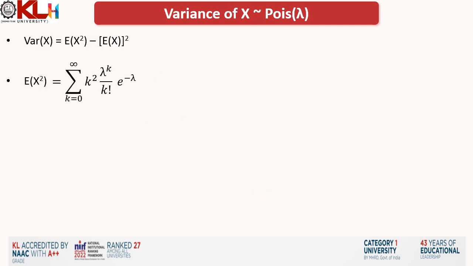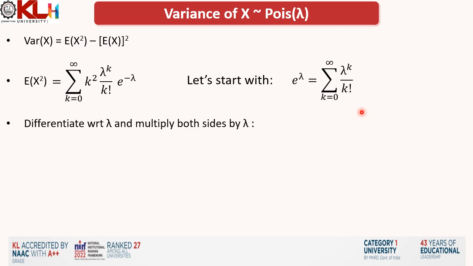For variance, we need to calculate the expectation of x square. Now here we have to use a trick where we start from the Taylor series. So Taylor series is e to the lambda is equal to the summation of lambda to the k divided by k factorial. And this term is similar to this term except it has a k square. E to the power minus lambda doesn't depend on k, so we can always take it out. But we need to get k square from here. So one way to do that is to differentiate this series with respect to lambda and try to get k square term in the summation.